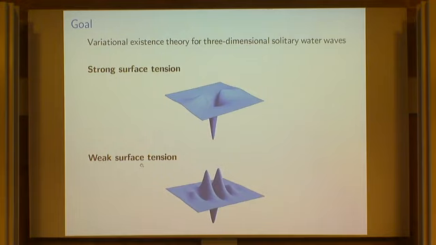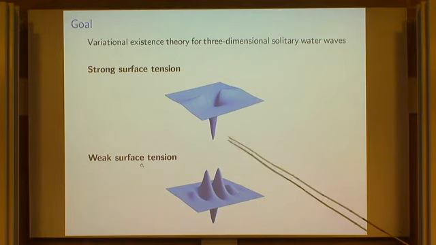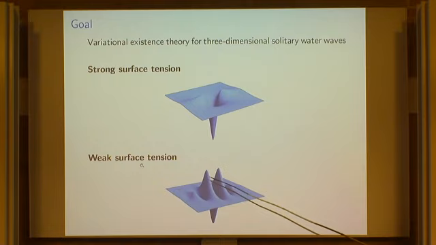I will not go very much into the proofs, but I will give you some ideas. And there are two different cases which I have to separate. One is the strong surface tension case, where we get lumps looking something like this, and then weak surface tension, something like this. And you can see this difference in the dispersion relation. We'll get to that. And also in the choice of model equations.